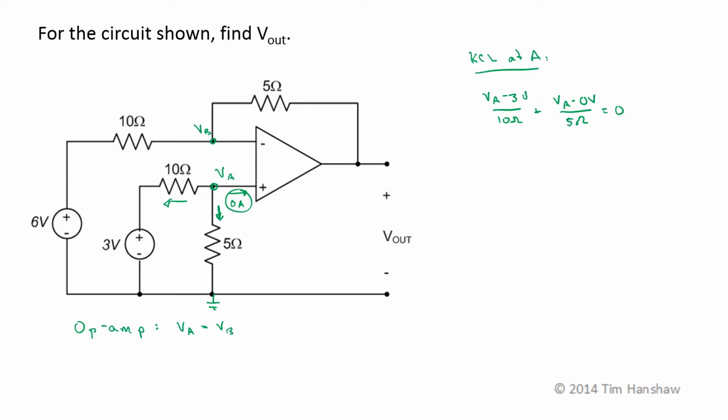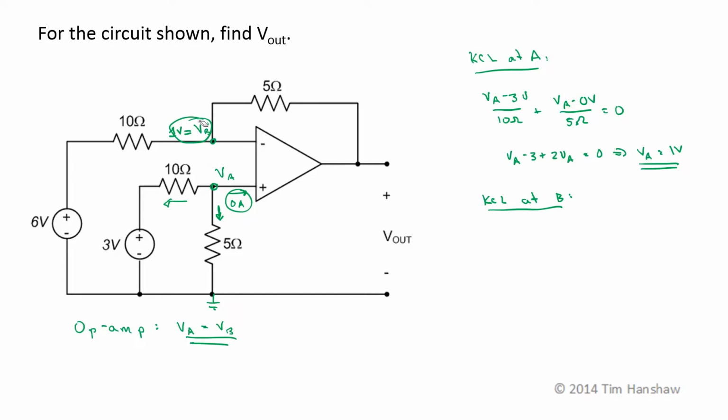If I solve this, multiplying through by 10, I get VA minus 3 plus 2VA is equal to 0, so VA is equal to 1 volt. If VA is 1 volt, then that means that VB is 1 volt, according to this rule here. Now I can do KCL at B.